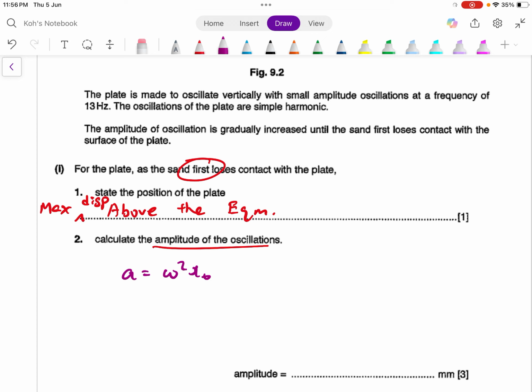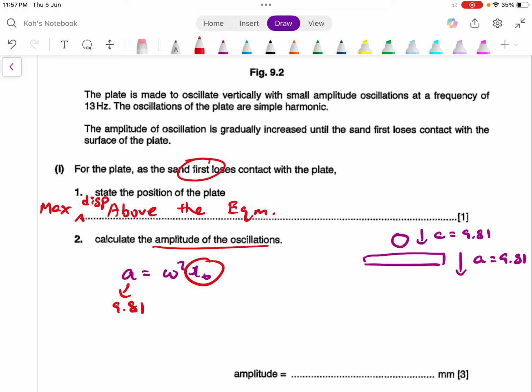Okay, of course we are asked to calculate what should be the amplitude of the oscillation such that the sand will first lose contact. This one's simple as long as you understand one thing: the sand and the plate are moving downward in the same direction. For example, the plate is moving at an acceleration of 9.81, and likewise the sand is moving at an acceleration of 9.81. This is the first time that the sand will lose contact with the plate, because they have the same acceleration, meaning there shouldn't be any normal contact force acting on the sand.